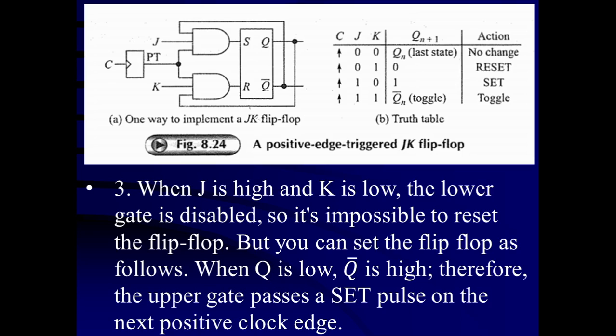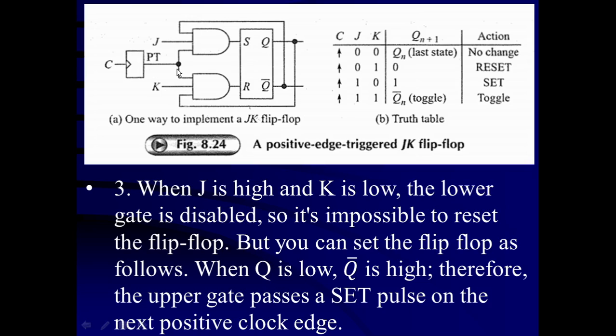If it is not reset, that means output Q is equal to 1. So the flip-flop output is going to be 1. That means Q is going to be 1 and Q bar is going to be 0. So Q is going to be 1. That means the second input of the lower AND gate is also going to be 1. This K is equal to 1. The second input of the AND gate is also going to be 1.